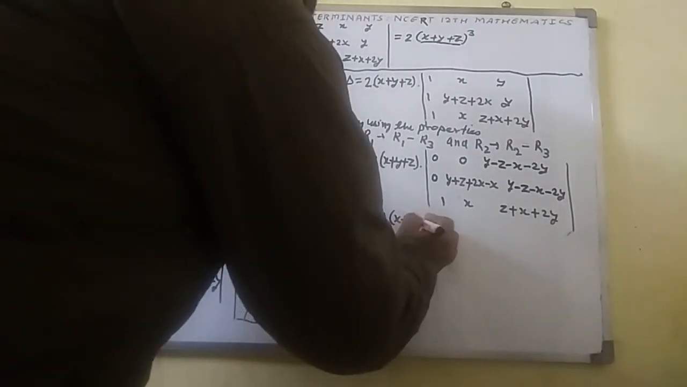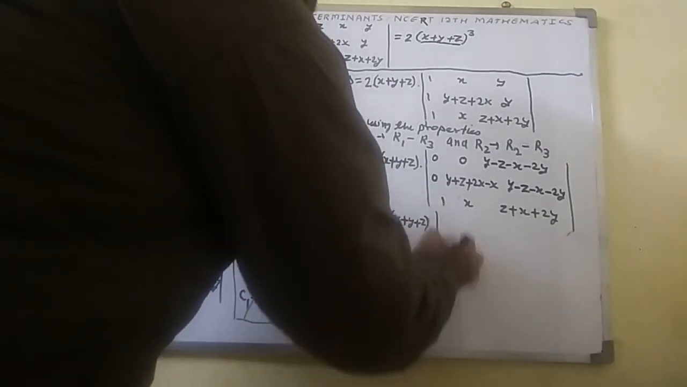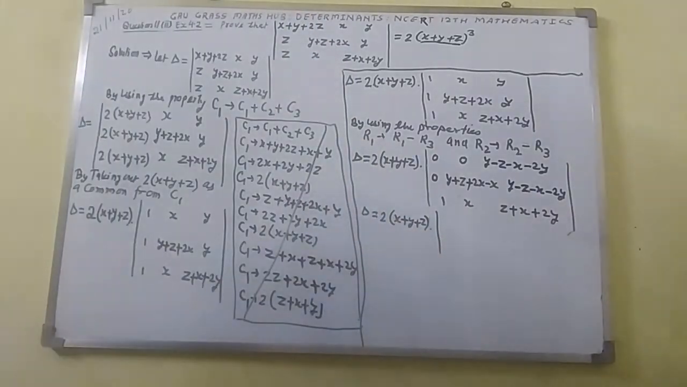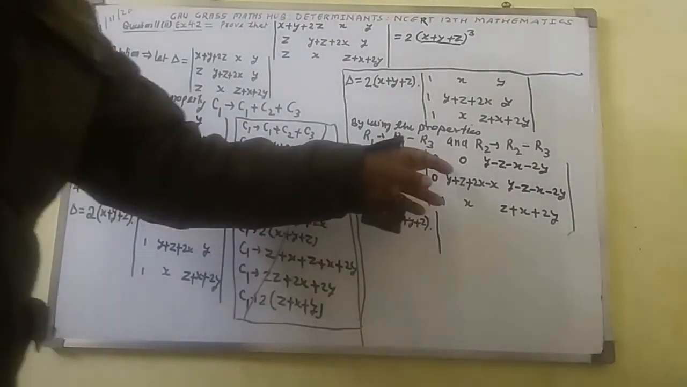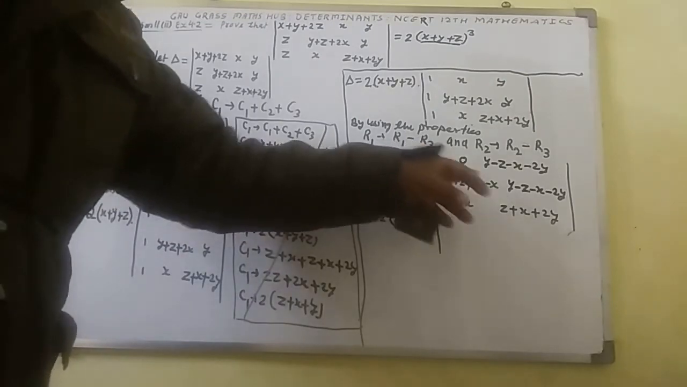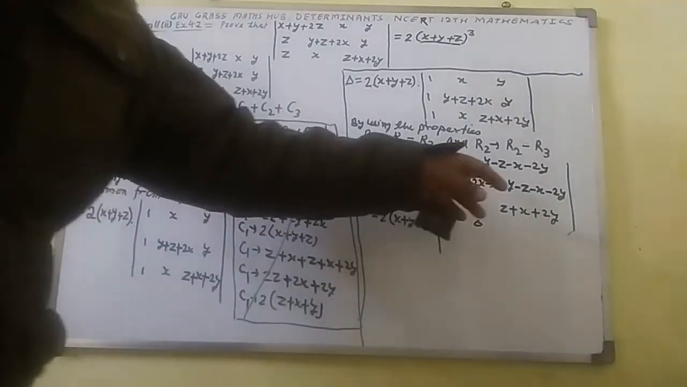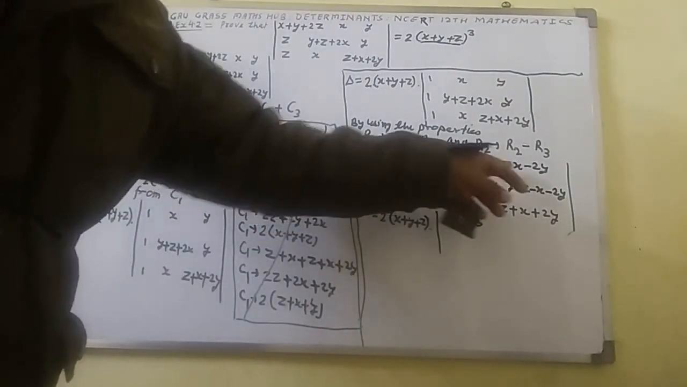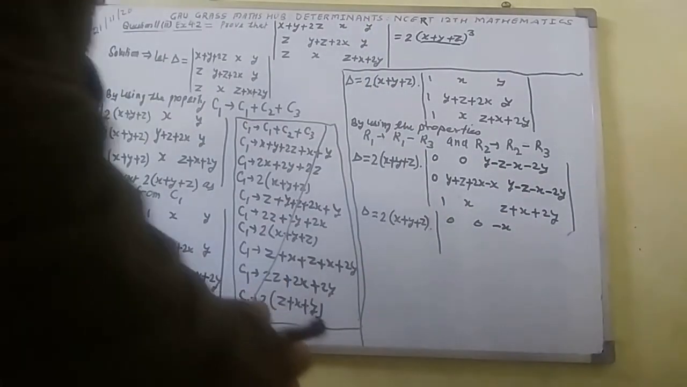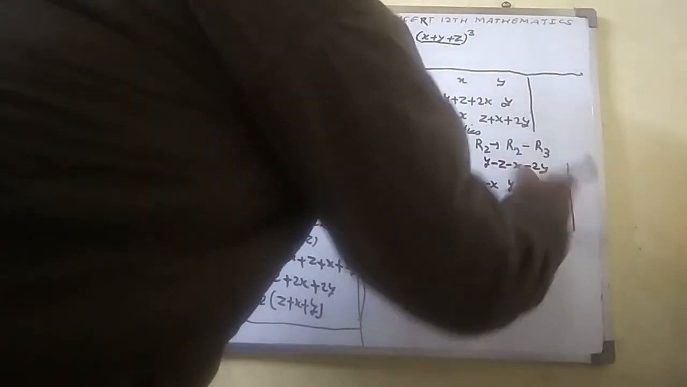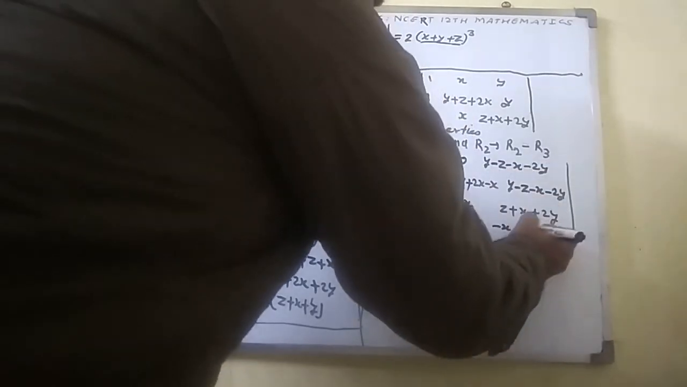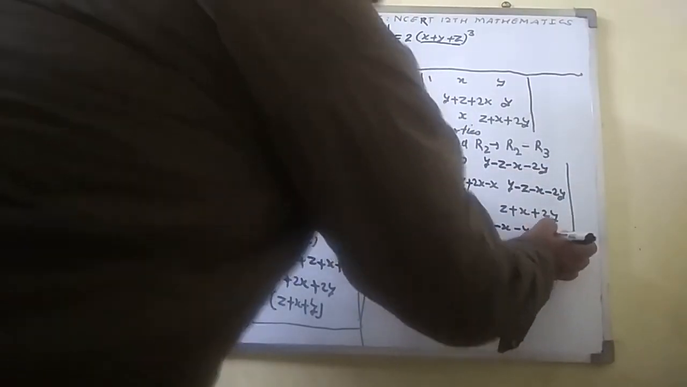This is z, and again here you can see the elements of first row 0, 0. Here you will get 0, 0, and this will be operated. You will get here minus x, right here minus x. Here y minus z, y minus 2y, you will get here minus y minus z, you will get this one.